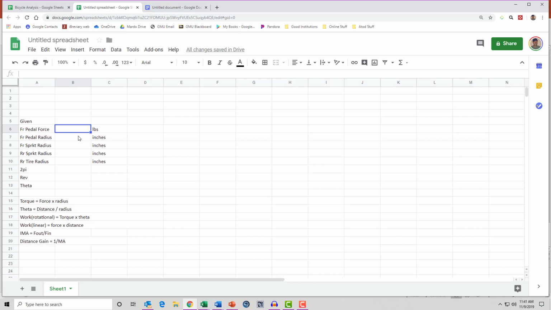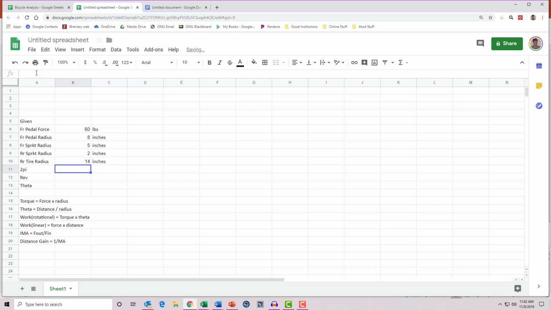Okay, so as I mentioned, in each cell you can put either a word or a number. And in this cell, B6, the front pedal force, we said was 60. Notice I have my word, number, word. If I put 60 pounds here, then it will treat it as a word. So you can't mix up numbers and words. Okay, so 60 pounds, front pedal radius was 8.5 to 14.